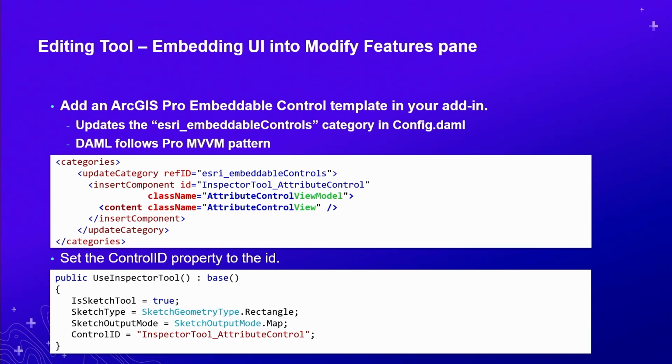The concept is, when you want to add a custom UI for your control, add an embeddable control through the templates in the add-ins. This creates an embeddable controls category in the config.daml that's created for you, as we saw in the last demo. In the tool file itself, you then need to set the control ID property for the tool to the embeddable control that you created. This is what tells your tool what UI it's actually using.